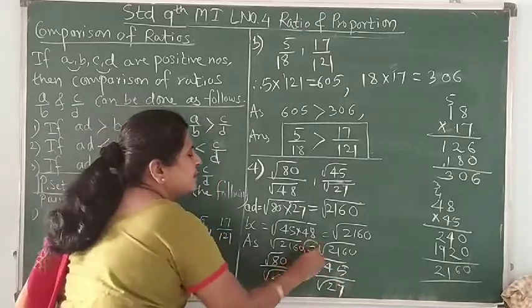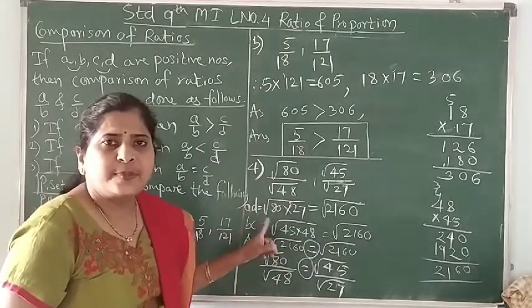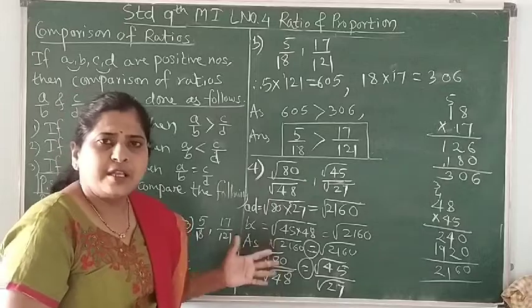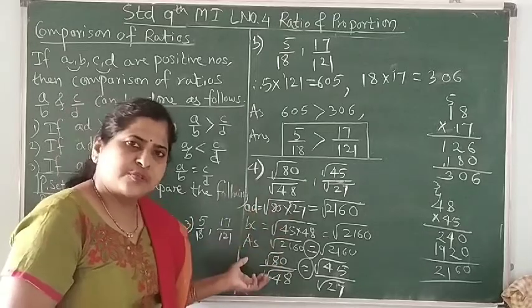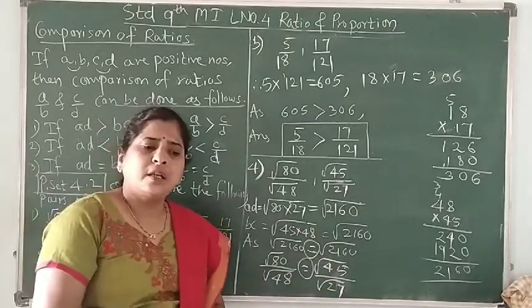So whatever relation we find in the products of AD and BC, if AD is bigger, first ratio is bigger. If AD is smaller than other, first ratio is small. And if AD is equal to BC, then we get the two ratios are equal.